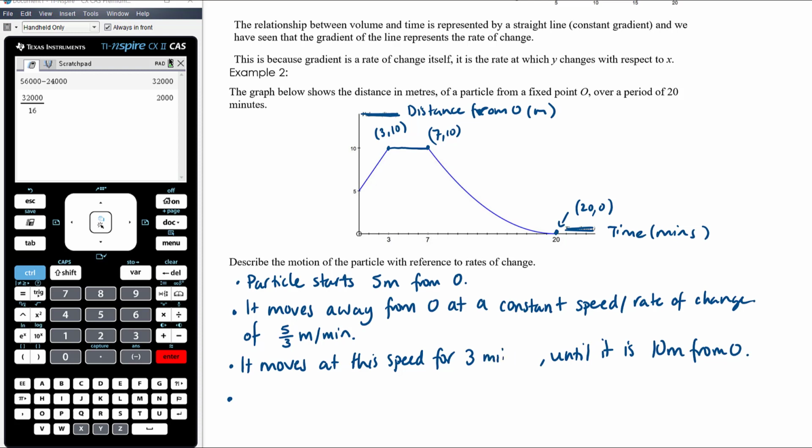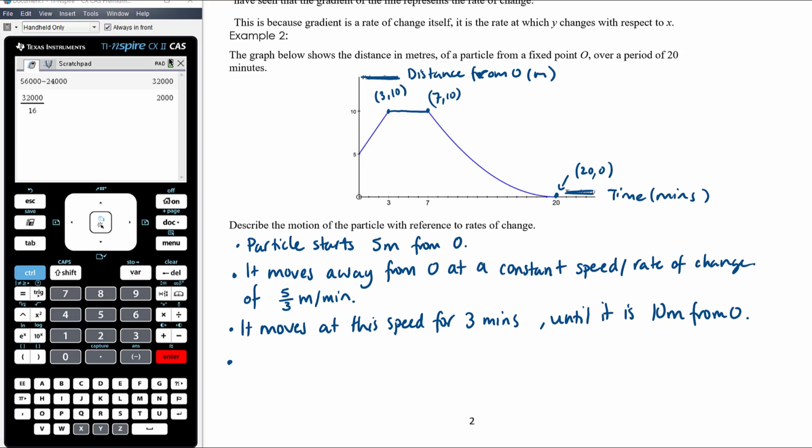3 minutes. Over the next 4 minute period between minute 3 and minute 7, the distance of the particle from O remains at 10 meters. So that means that the particle is staying still. It's staying at 10 meters. There are other things that technically could be happening if we think about the physics of it, but let's not overcomplicate things here. So what we're also seeing during this time period is, if we want to refer to rate of change, the rate of change during this time period is 0. The gradient of that line is 0. So it moves at this speed for 3 minutes until it is 10 meters from O.